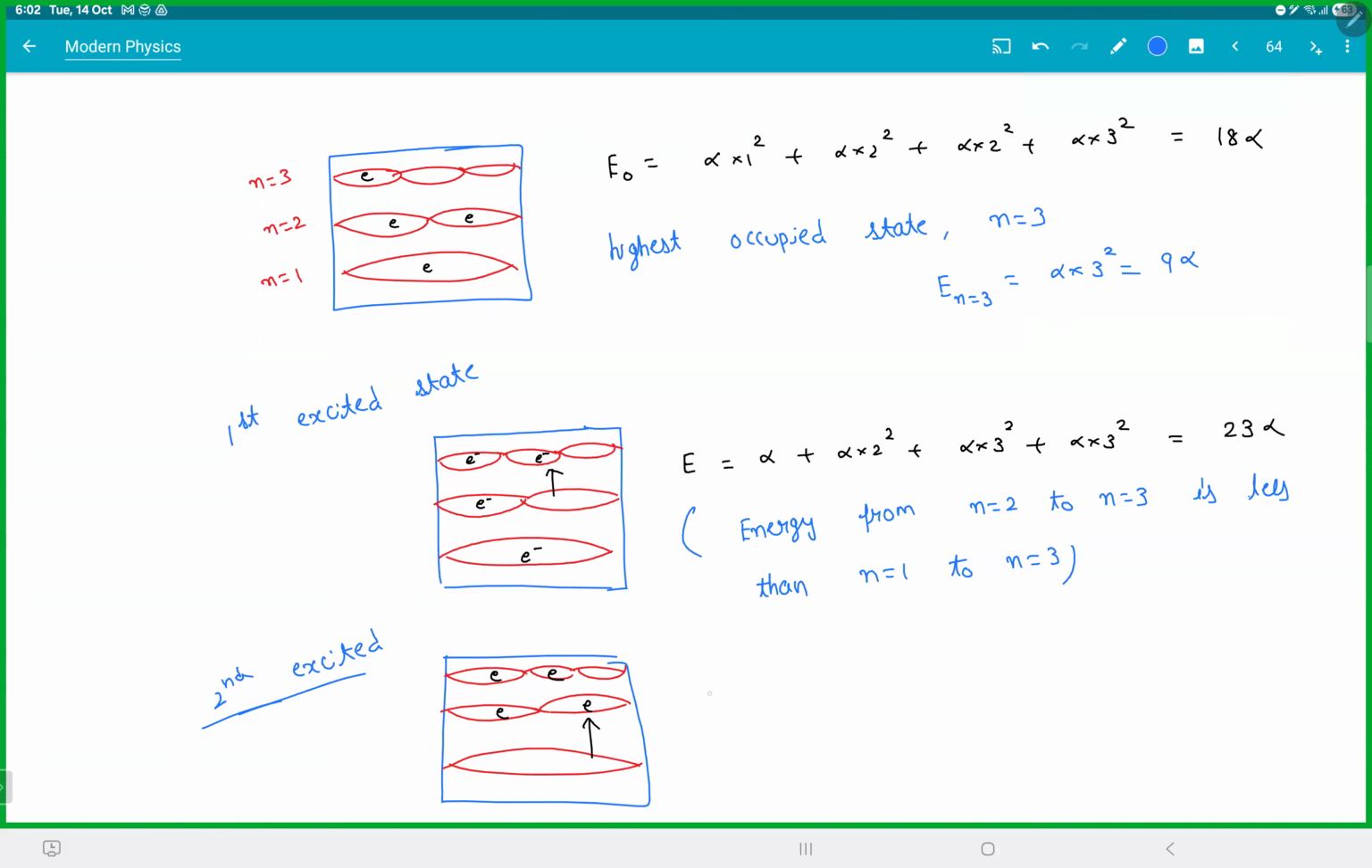So here again, same thing. Energy for the transition from n is equal to 2 to n is equal to 3 is greater than energy for the transition from n is equal to 1 to n is equal to 3. So the 1 to 2 transition will happen here.